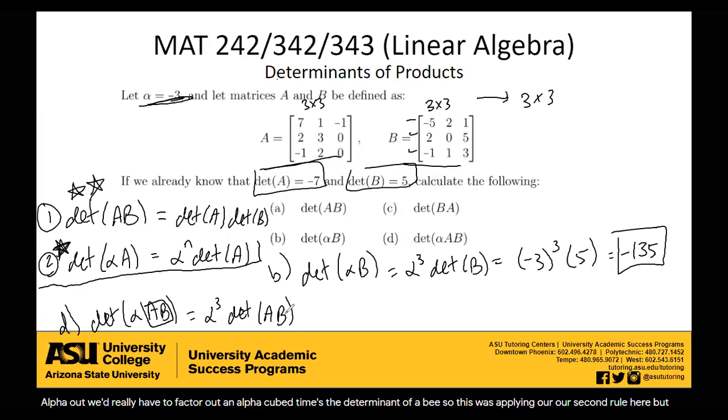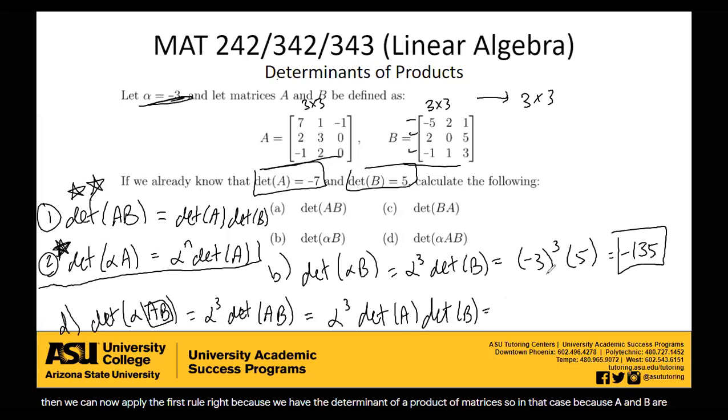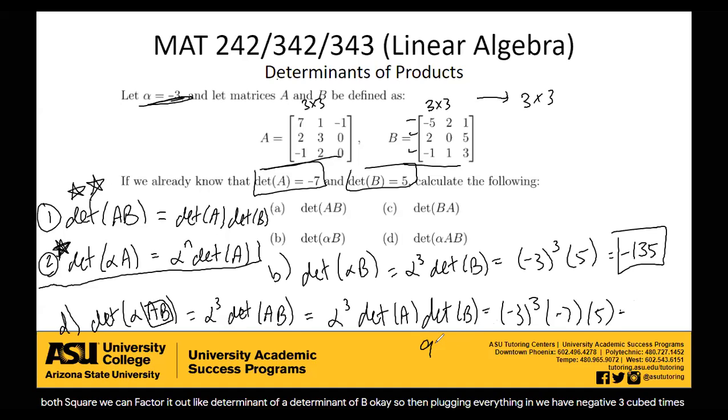So this was applying our second rule, but now we can apply the first rule, right? Because we have the determinant of a product of matrices. Because A and B are both square, we can factor it out like determinant of A, determinant of B. So plugging everything in, we have -3 cubed times the determinant of A, which was -7, times 5, which, doing the math real quick, gives you a positive 945.